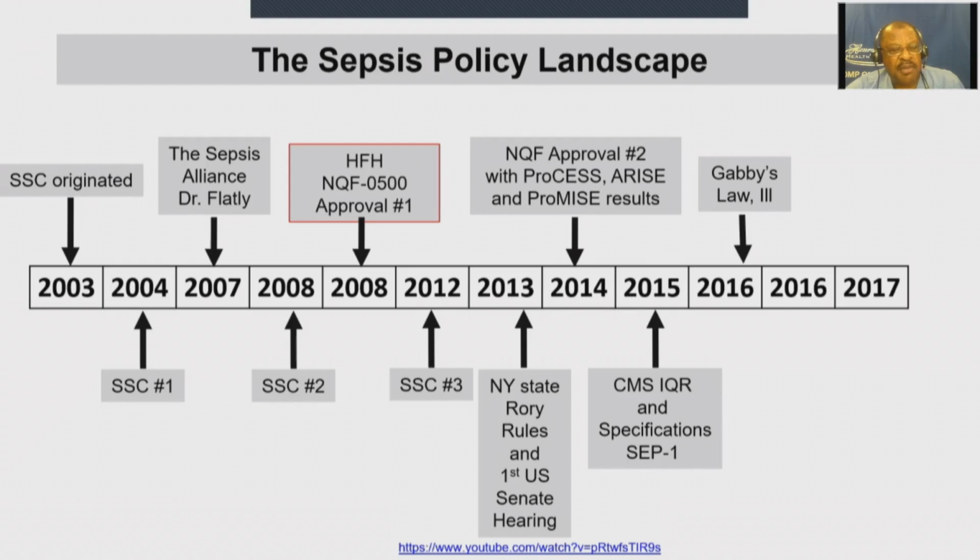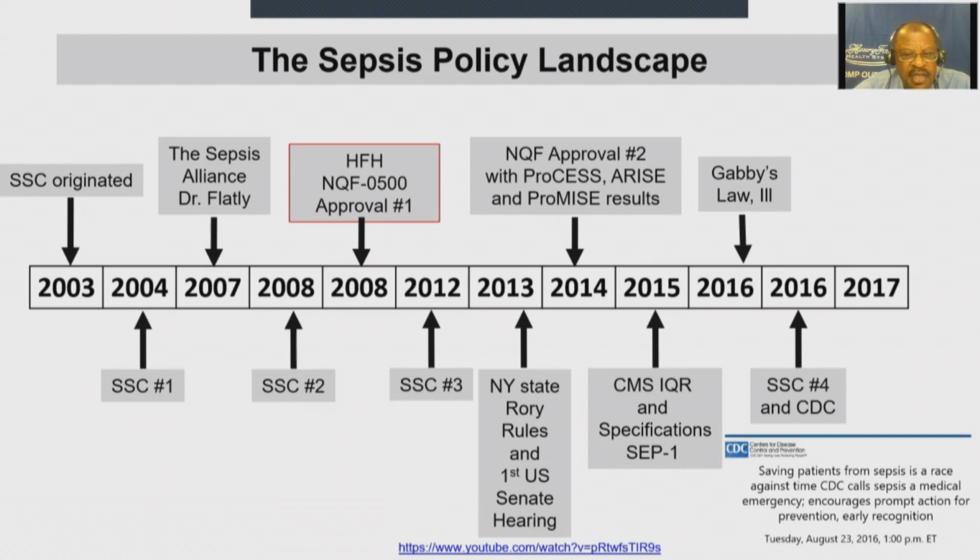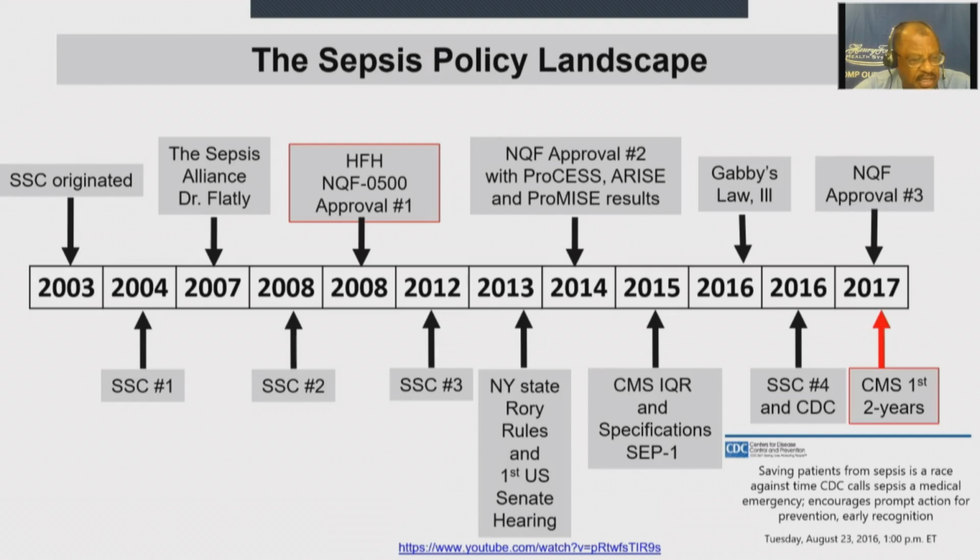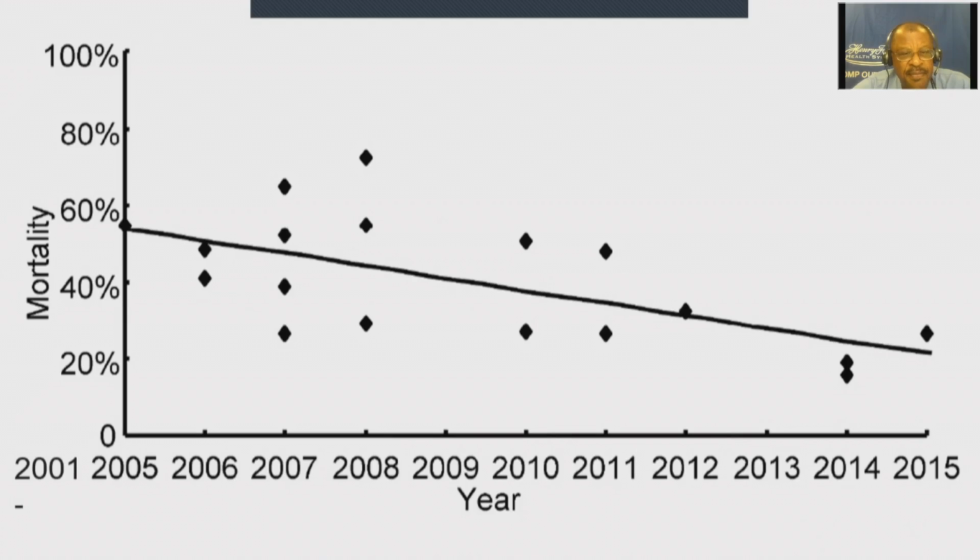ProCESS, ARISE, and ProMISe trials basically influenced the baseline care of septic patients, and they were taken into consideration by CMS, which basically provided the first national sepsis measure, and then the Centers for Disease Control in 2016 recognized sepsis as a major acute disease, and subsequently the care of sepsis landscape has significantly changed.